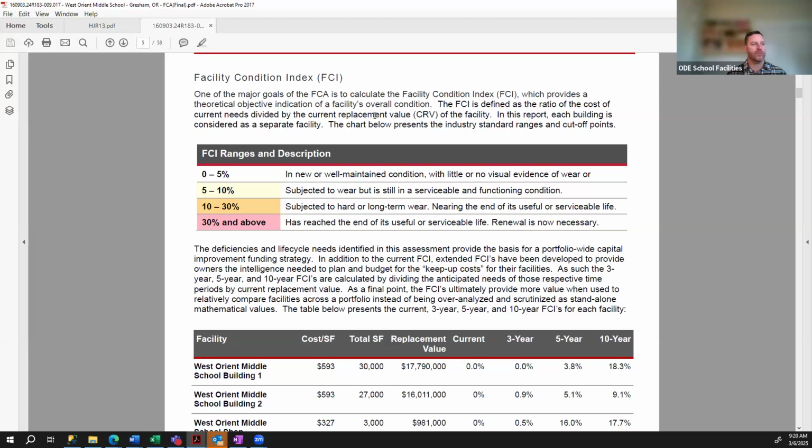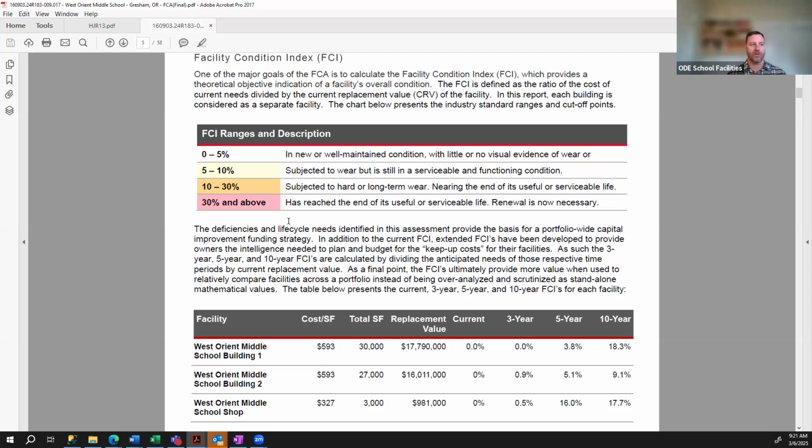Anything over 30%, you can see there, has reached the end of its useful or serviceable life and needs to be replaced. And so essentially what that means is it would be more advantageous to replace the entire building potentially than it would be to just start repairing it.